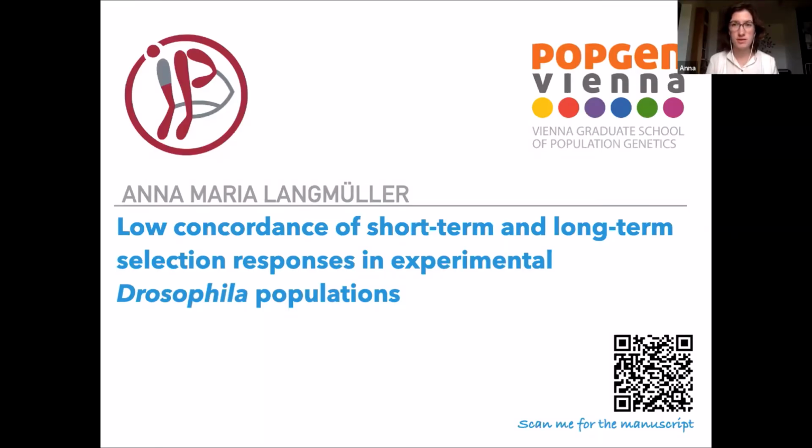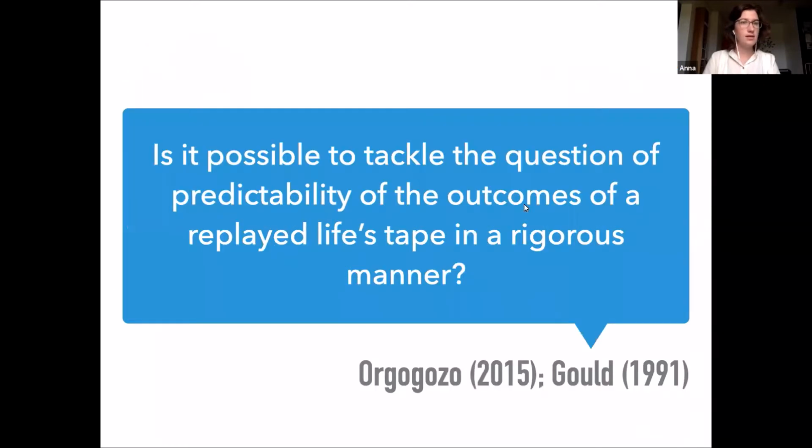All right. I'm a PhD student in Christian Schletterer's lab, and I'm going to talk to you about low concordance of short-term and long-term selection responses in experimental Drosophila populations. So this talk is all going to be about experimental evolution. And experimental evolution is a take on the question, how predictable are the outcomes if I replay life's tape?